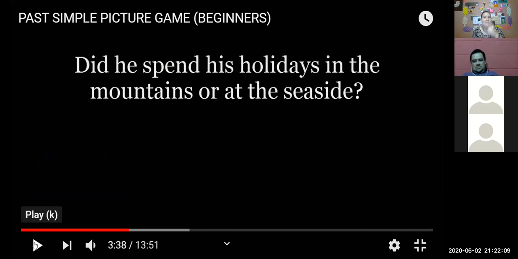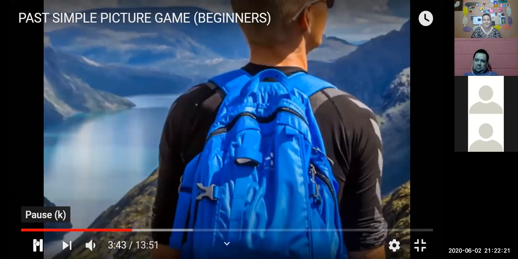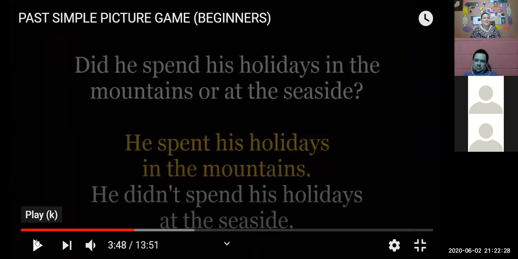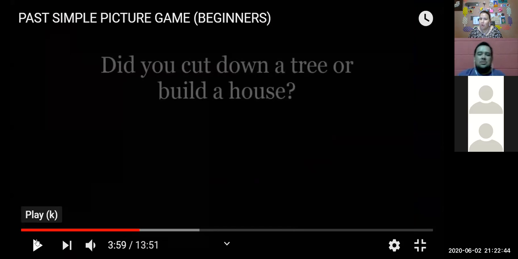Es difícil al principio, pero you're going to remember always when you see the words like that. So it's mountain. Yes. Sounds very strange. So who won? He spent his holidays in the mountain, but he didn't spend his holidays at the seaside. Let's go to the next one. Did you cut down a tree or build a house? I built a house. I didn't cut down a tree.